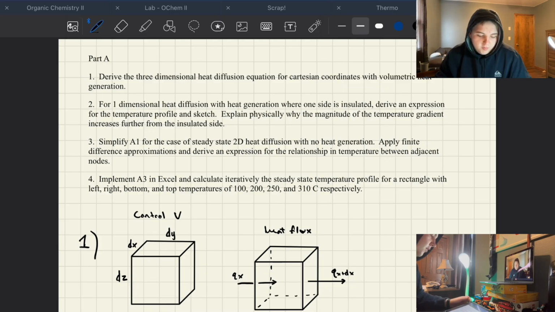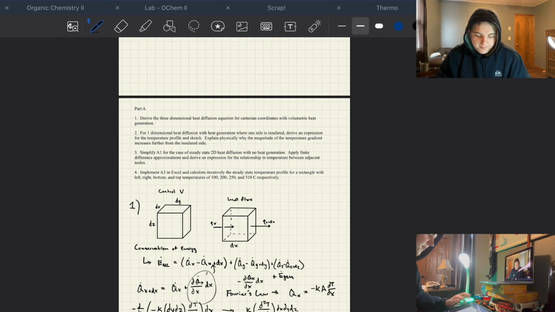On to part A, question 2, which is for one-dimensional heat diffusion with heat generation where one side's insulated. Derive an expression for the temperature profile and sketch. Explain physically why the magnitude of the temperature gradient increases further.